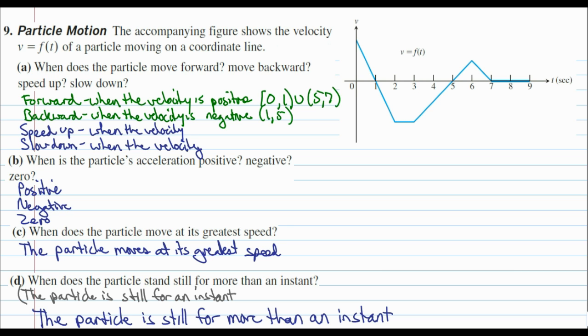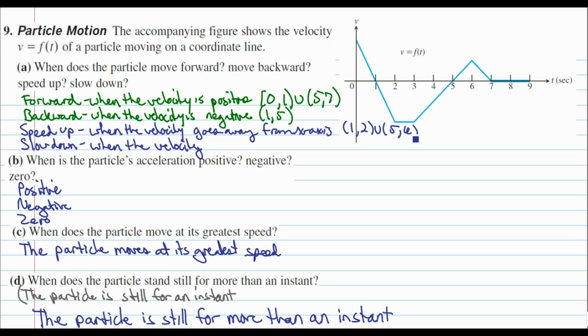Now this particle is going to speed up when the velocity is going away from the x-axis. Remember, the velocity is 0 at the x-axis, so the farther away you go from 0, the faster the object's going. It's just if it goes faster in the upwards direction, we're going forward. In the downward direction, we're going backwards. So the object is going to speed up when the velocity goes away from the x-axis. And that occurs, let's see, from 1 to 2, from 5 to 6.